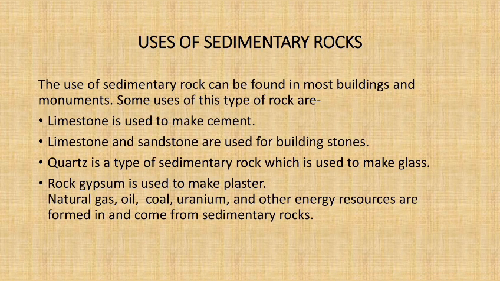Sedimentary rocks are widely used all over the world as well as in India. The typical use we find is mostly in building, monuments and several buildings also. What kind of sedimentary rocks do we use? Limestone and sandstone for building material purposes. To make glass, we use quartz. Rock gypsum is also used as plaster. Other than that, natural gas, oil, coal, uranium are also used as energy resources, which come in the form of sedimentary rocks.